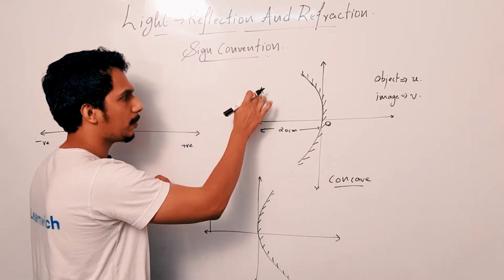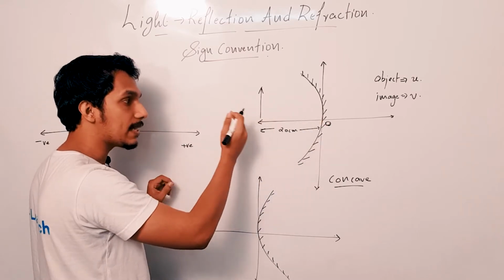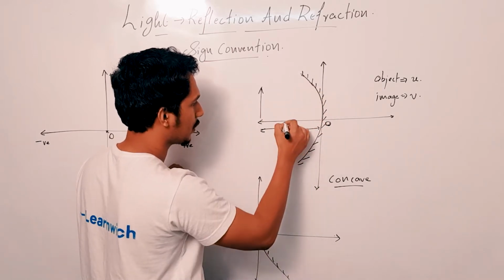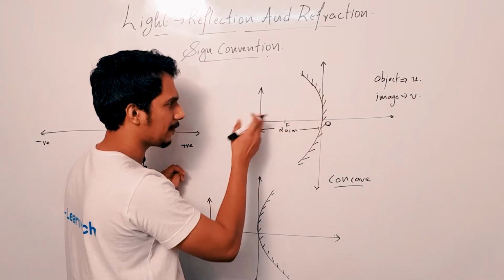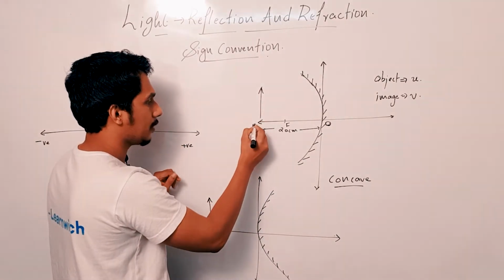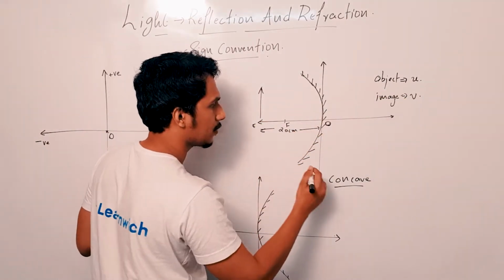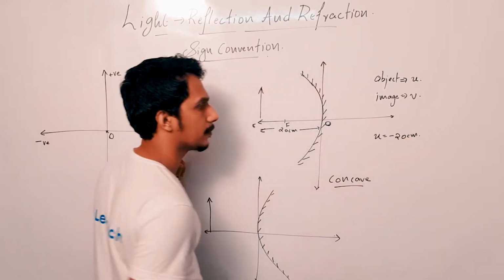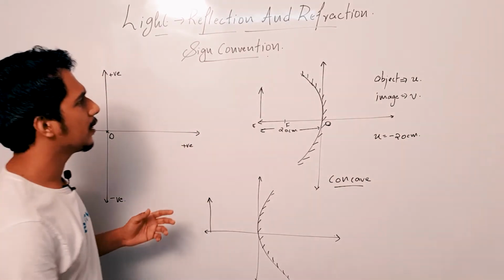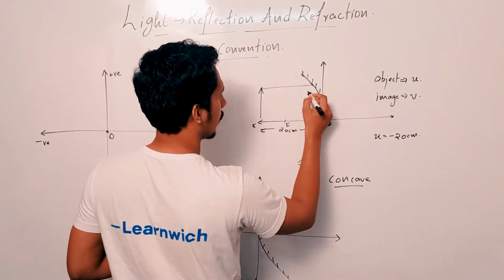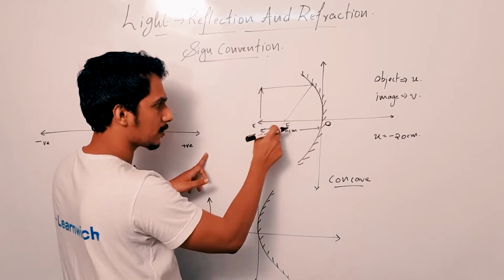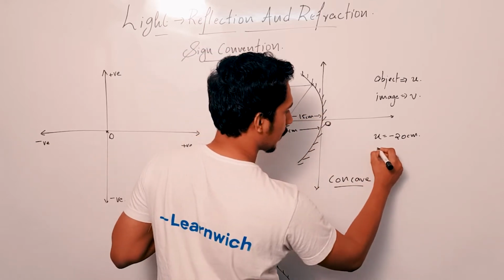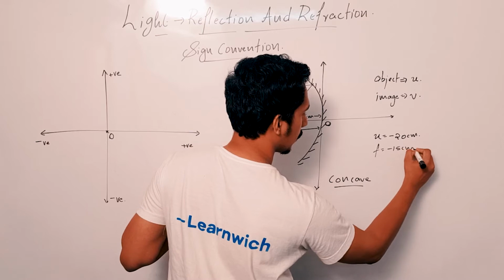Let's consider this object placed 20 centimeter in front of the mirror. Then this mirror will have its focus here, center of curvature here, that we know. But here, the object is on the left side. So when you write the value, you will write U is equal to minus 20 centimeter. Now you can take different values. Let's say it gets reflected here, it moves through the focus. The focus is also on the left side. Let's say the focus is at 15 centimeter. Then you will write F is equal to minus 15 centimeter.